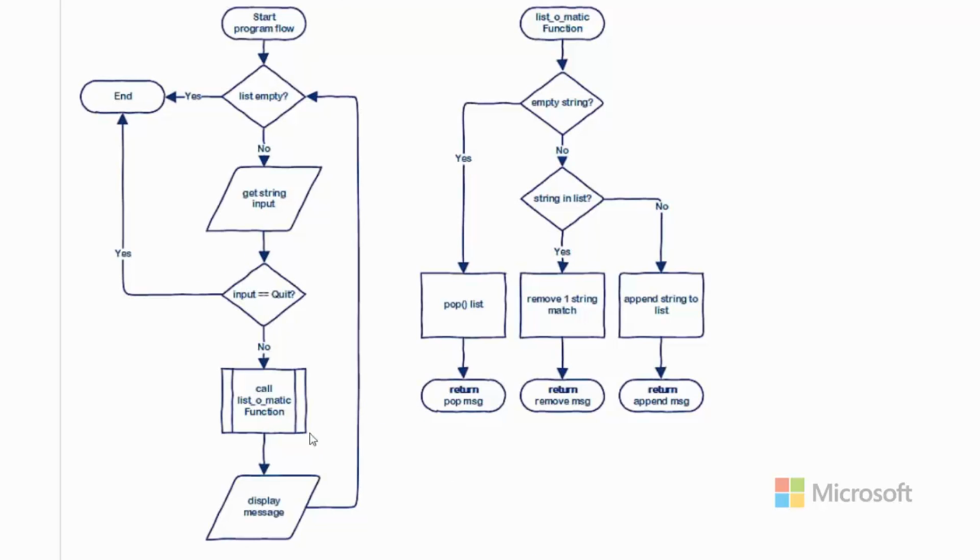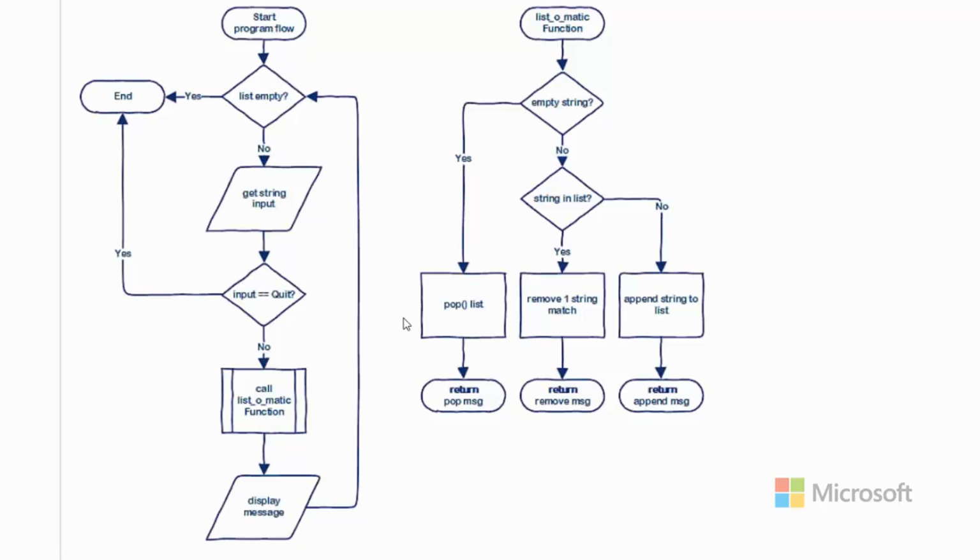Let's go ahead and look back. So after that call, it comes back. We're going to display that message. So the message returned, we print that, and then we come back in and see if there's anything left in the list. And we continue to get input until it either quits or the list is empty.